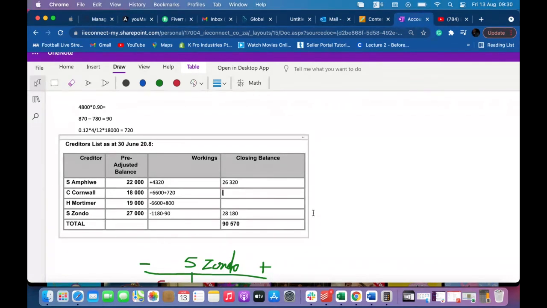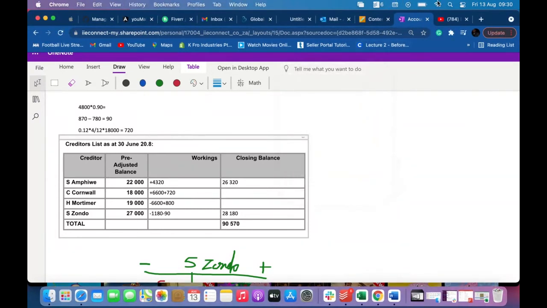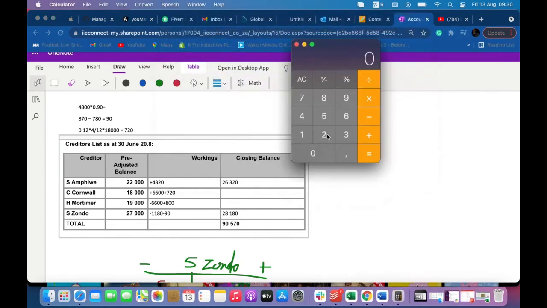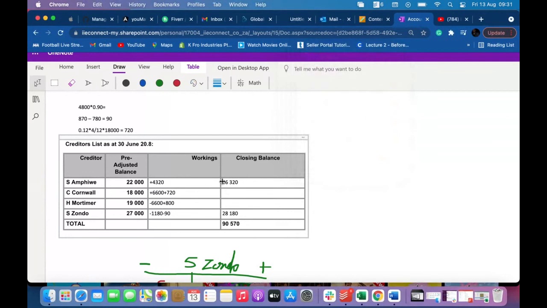Then here we are saying 18,000 plus 66 plus 720 gives us what? 25,320. 25,320. Okay.